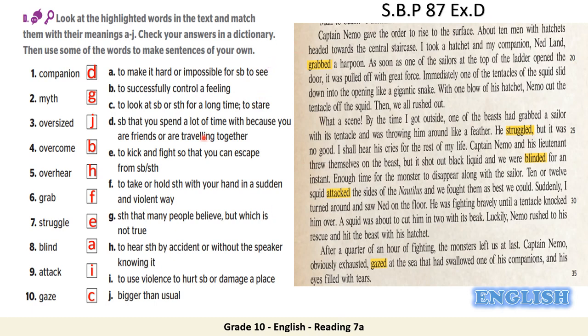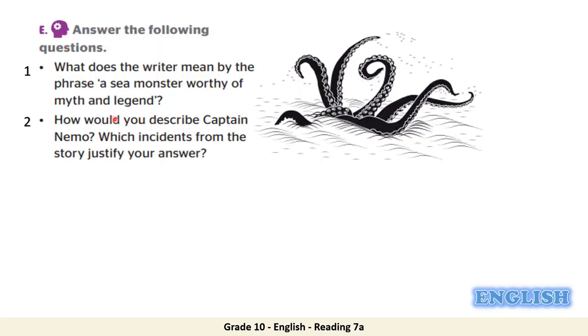Now, I want you to pause the video. Try to put these words in sentences of your own. And now let's go to another activity in your student book, page 87, exercise E. Let's answer the following questions together. What does the writer mean by the phrase, a sea monster worthy of myth and legend? How would you describe Captain Nemo? Which incidents from the story justify your answer? Please pause the video for a while. Try to write down the answers to these questions.